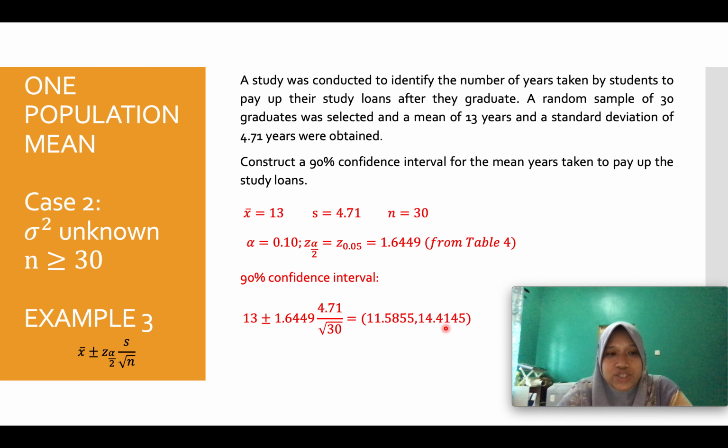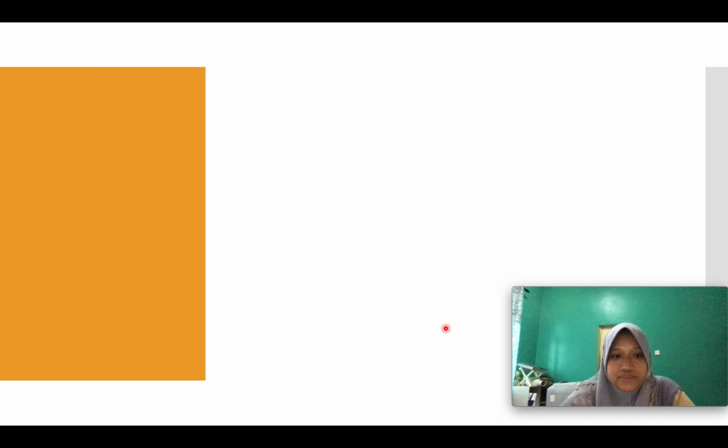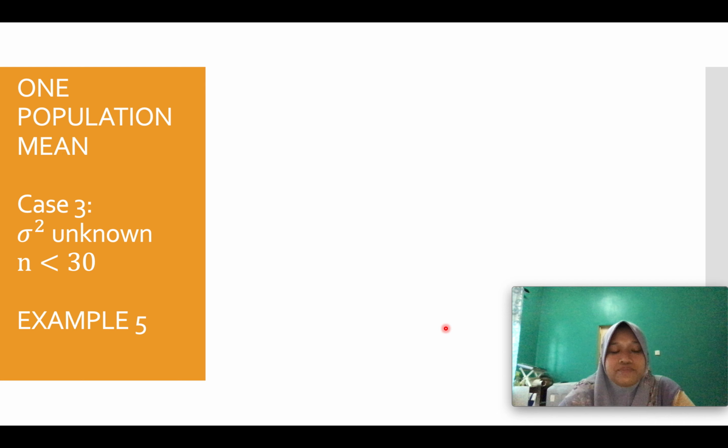Now after example 3, you should solve example 4. Okay, now we look into case number 3. Sigma square is unknown, which is the population variance is unknown, and n less than 30, small sample. So we are referring to example 5. The formula again is given by x bar plus minus t alpha over 2, n minus 1, times s over square root n.